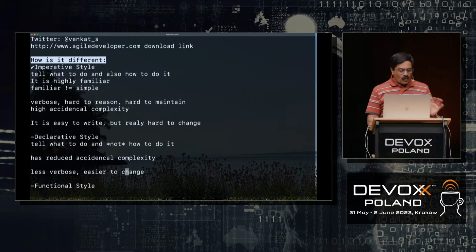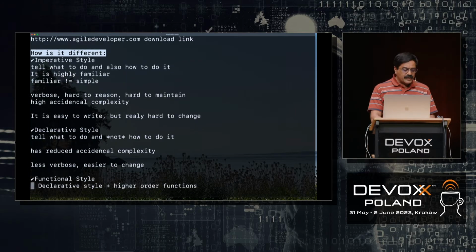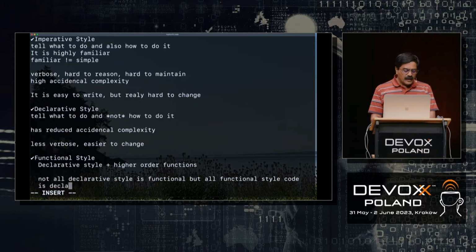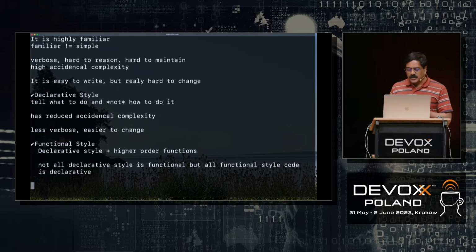So the question then is, why talk about declarative style of programming here? Well, as it turns out, functional style of programming is definitely related to the declarative style. It's really declarative style plus the use of higher order functions. So not all declarative style is functional, but all functional style code is declarative. This is one of the nice relationships between the two: when you're writing code in functional style, you really are writing code in declarative style. That's one of the benefits you're going to get out of it, the reduced complexity in code.